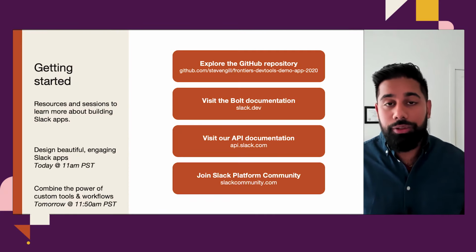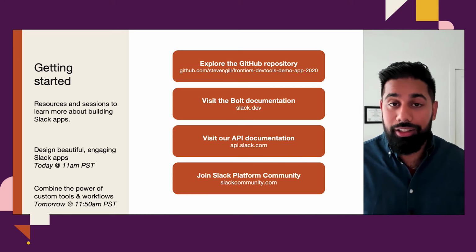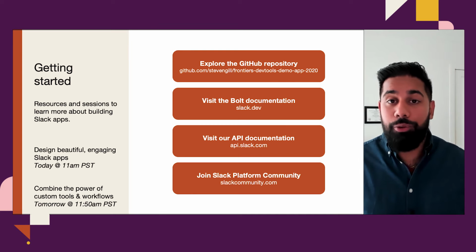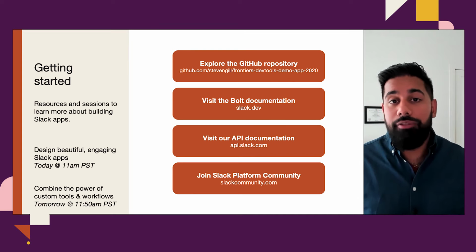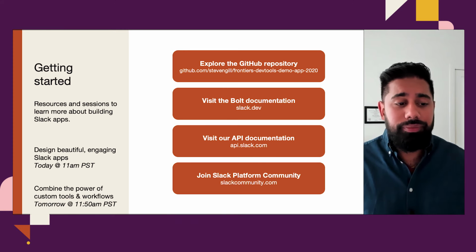So now for you to get started, make sure you grab the repository from GitHub. Check out the documentation for Bolt at slack.dev and check out our API documentation on api.slack.com. We also have a great Slack platform community where a lot of other Slack builders are there asking questions, helping each other. So you can check that out at slackcommunity.com.